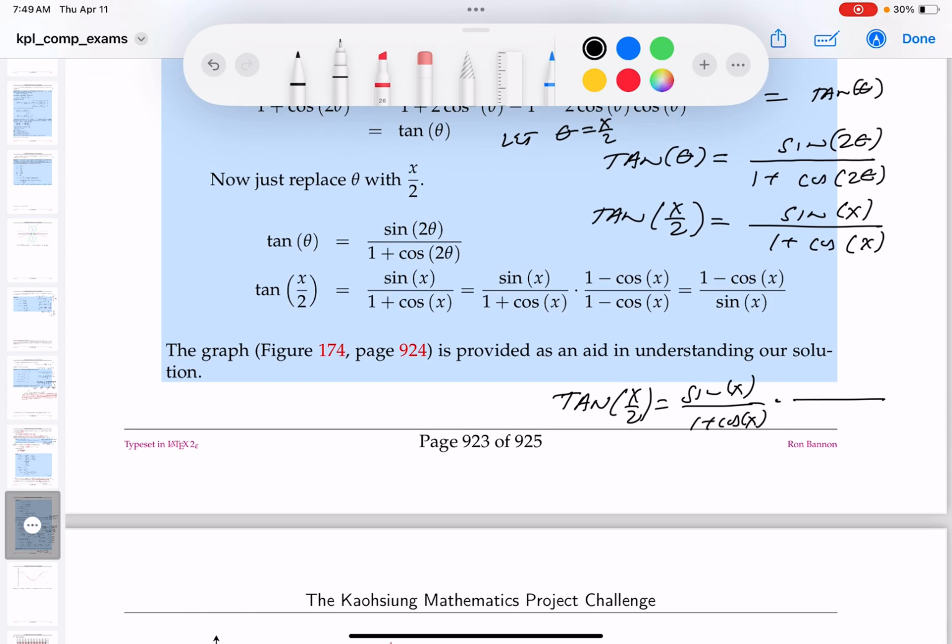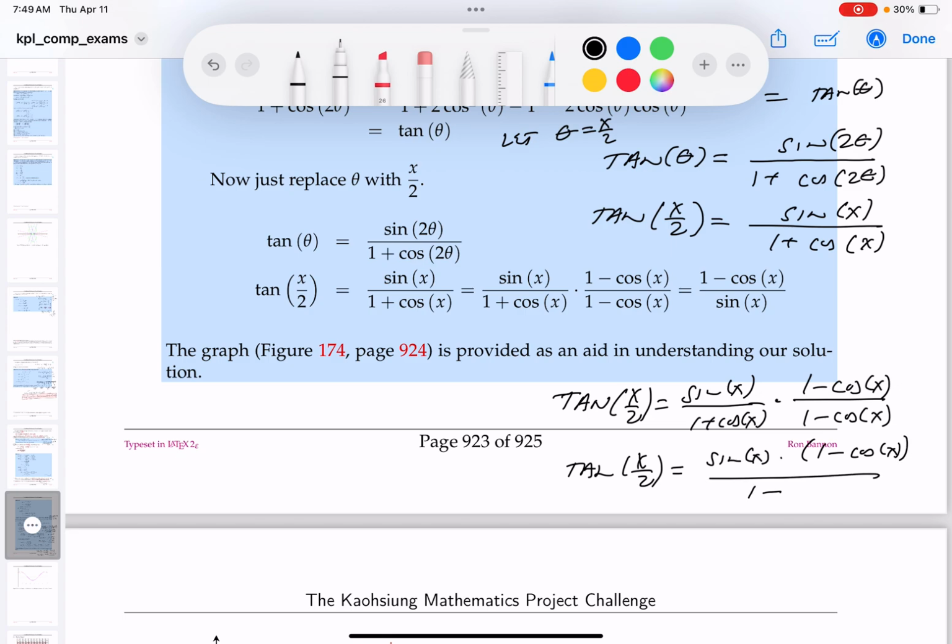I'm going to multiply the bottom by its conjugate. And I will correct my notes. You're probably not going to see that, by the way, unless you're looking at old versions of these notes. What does this give me? The tangent of x over 2 equals, let's take a look, sine x. I'm not going to multiply the top out, by the way. And it's going to be 1 minus cosine x.